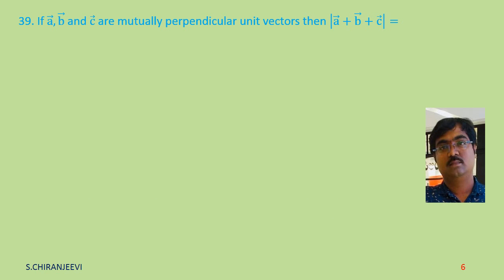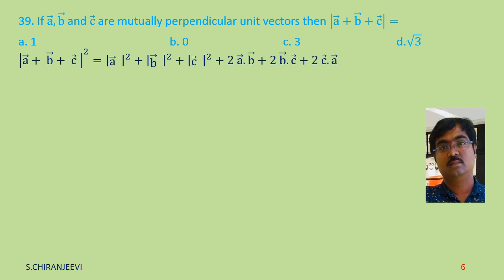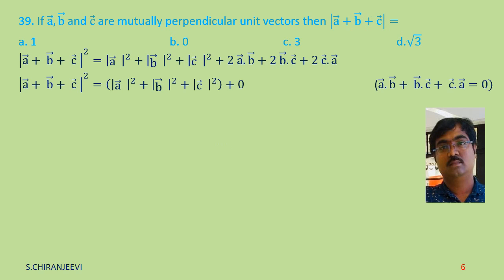39th one. If vector A, vector B and vector C are mutually perpendicular unit vectors, then magnitude A plus B plus C equal to 1, 0, 3, root 3. So A plus B plus C whole square is A square plus B square plus C square plus 2A dot B plus 2B dot C plus 2C dot A. So A square plus B square plus C square will be as it is. 2A dot B, 2B dot C, 2C dot A will become 0.